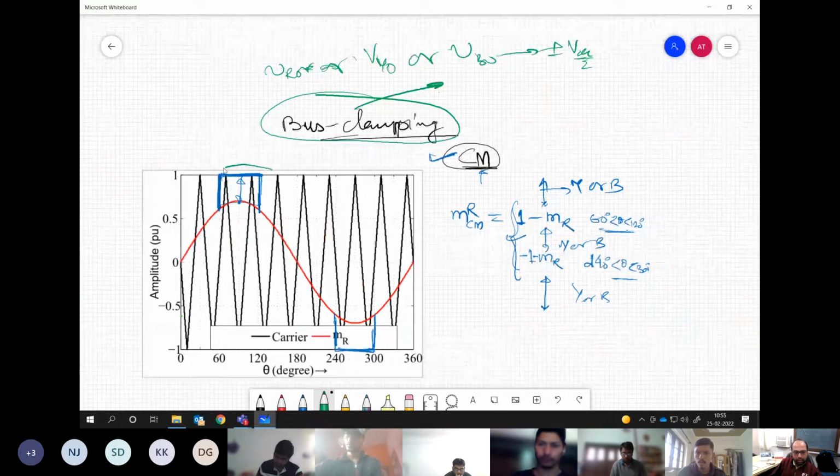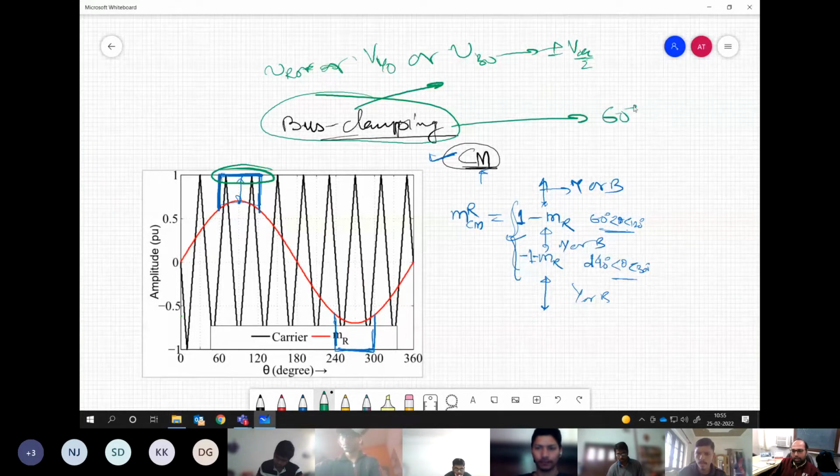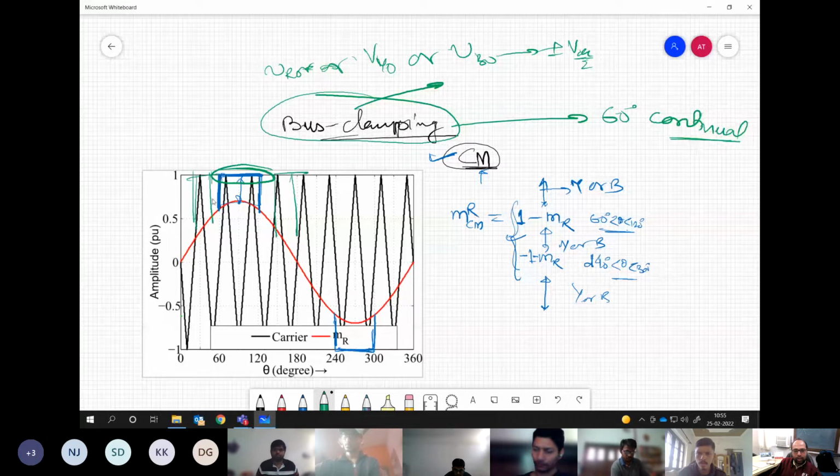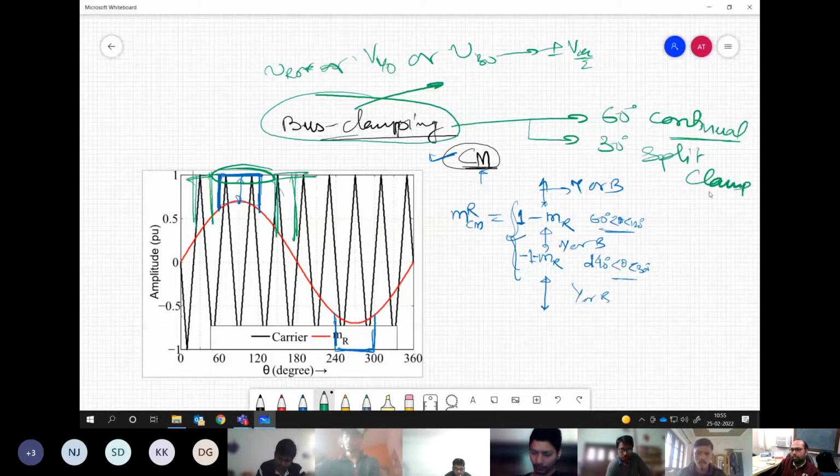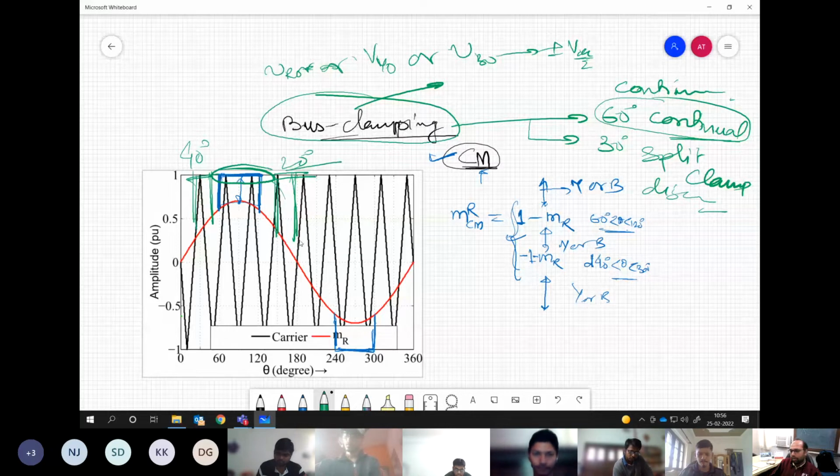Now when we are doing this continuous clamp, the first classification is whether it is a 60-degree continual clamp, or you can have a method to split the clamping in 2 parts, say 30-degree on this side and 30-degree on this side. That will be called 30-degree split clamp. Another way to say this: continuous clamping, and this will be discontinuous clamping. You can also have 40-degree here and 20-degree here. That is also fine.